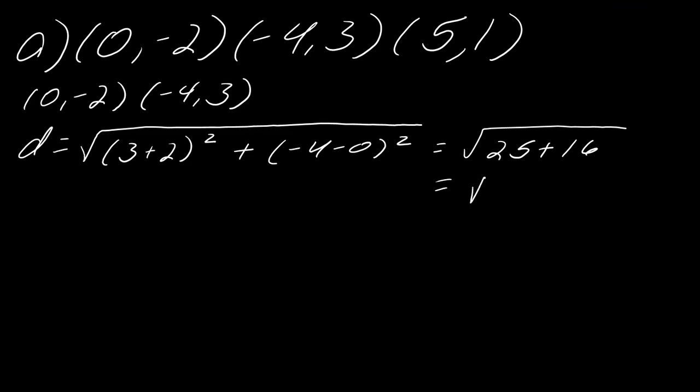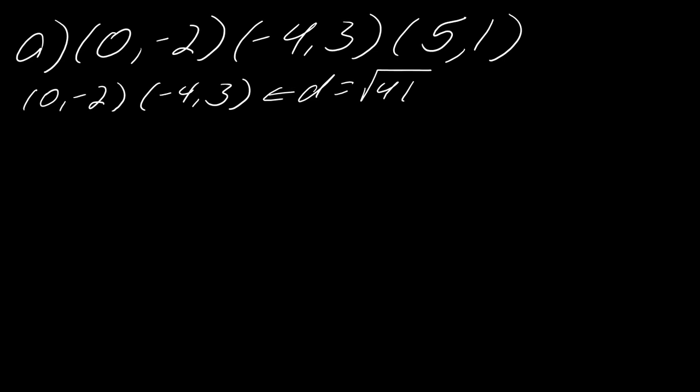And so that equals the square root of 41. So the distance between these 2 points is going to be the square root of 41. So let's just table that for now. Up next, let's do 0, negative 2, and 5, 1. I'll just write that here: 0, negative 2, 5, 1.